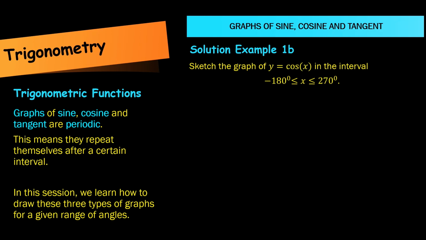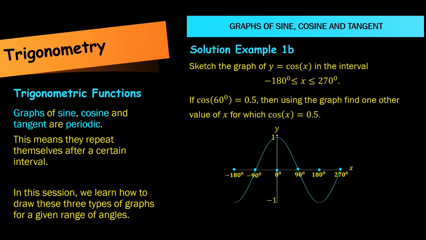What about example 1b? You're required to sketch the graph of y equals cos x in the interval minus 180 degrees to 270 degrees. This looks something like this. Now if cos 60 degrees equals 0.5, then using the graph find one other value of x for which cos x equals 0.5.